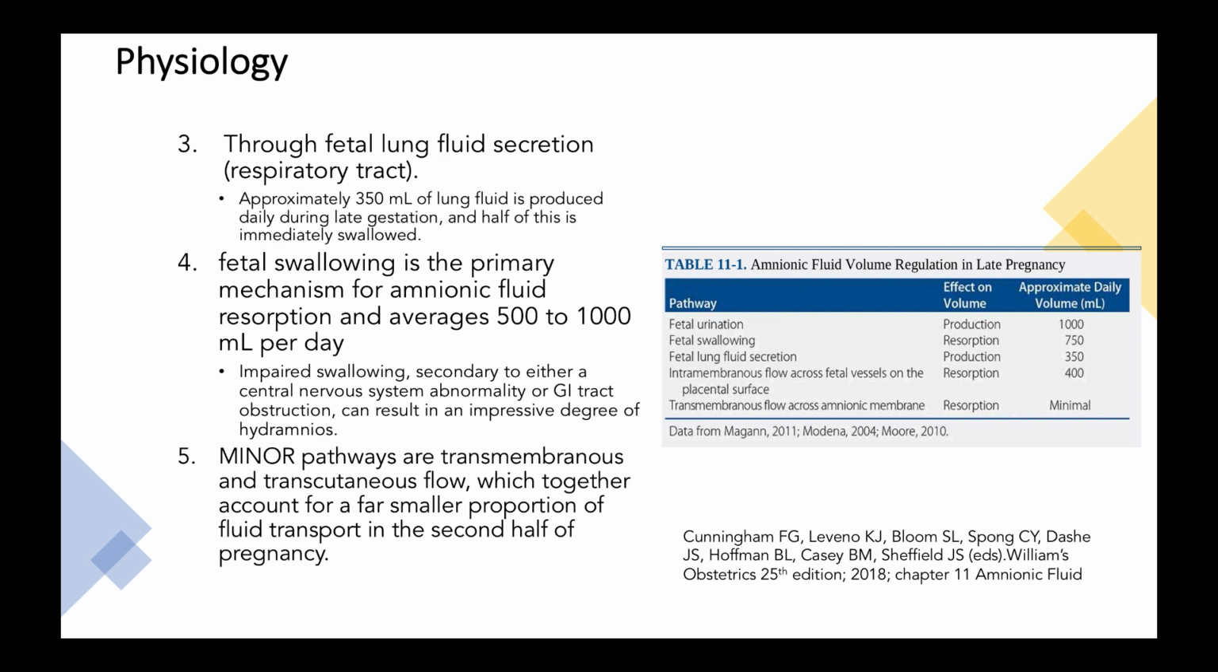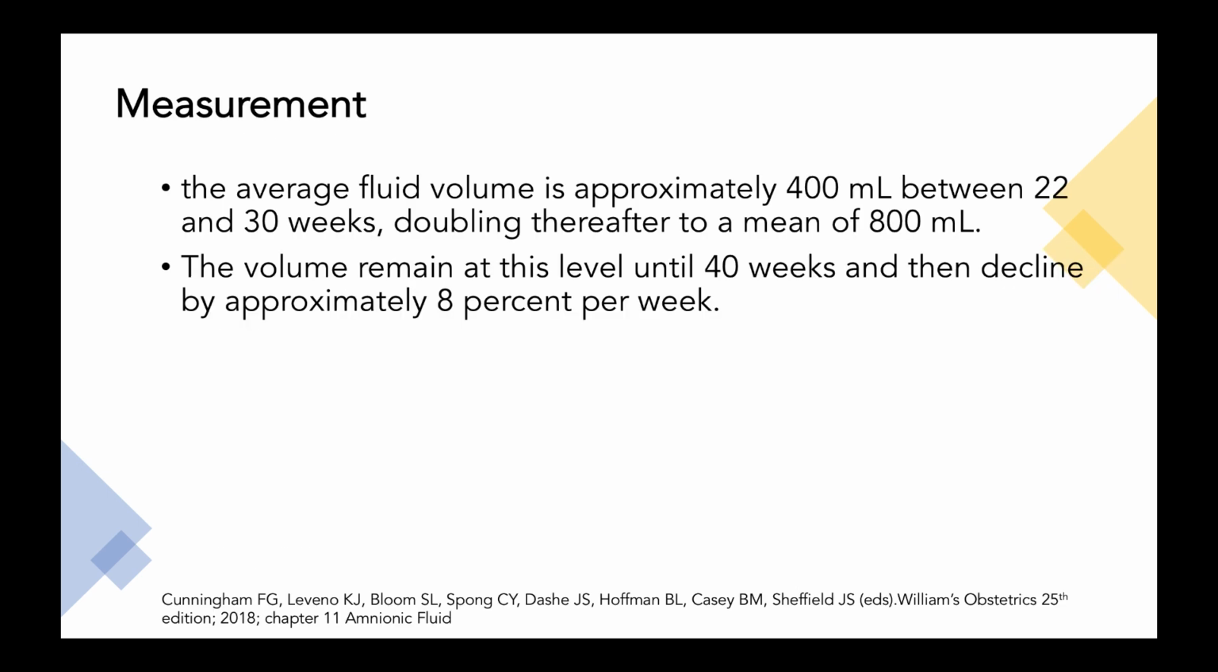Impaired swallowing, either secondary to a CNS abnormality or a GI tract obstruction, can result in an impressive degree of polyhydramnios. We also have minor pathways, the transmembranous and transcutaneous flow, which together account for a far smaller proportion of fluid transport during the second half of pregnancy.